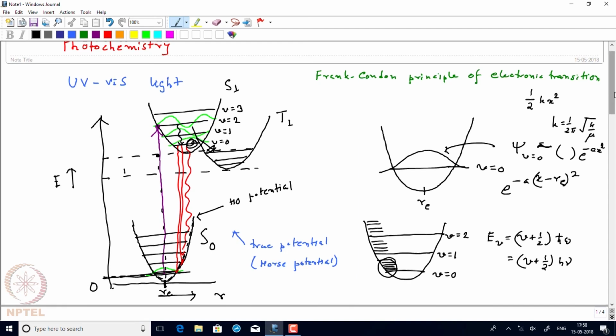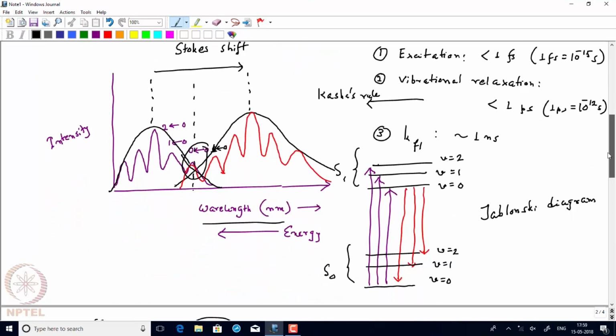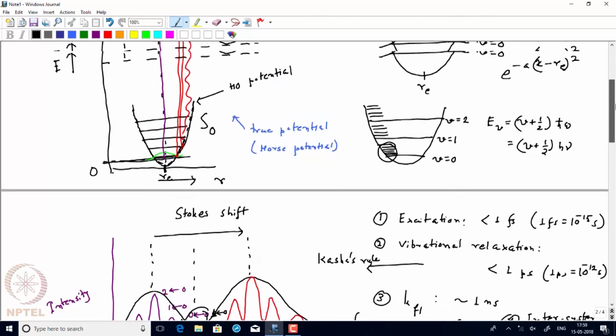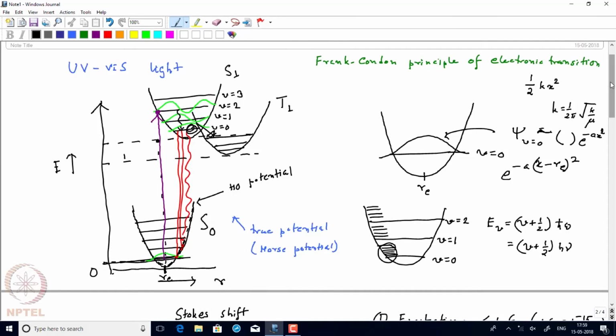I know that this is basically a spin forbidden process because I'm going from the singlet to the triplet, and this process is known as inter-system crossing, or ISC. Now this ISC happens because of spin orbit coupling, and the molecules in the excited singlet state, due to ISC, go to the excited triplet state, and then the excited triplet state can also emit radiatively and non-radiatively.